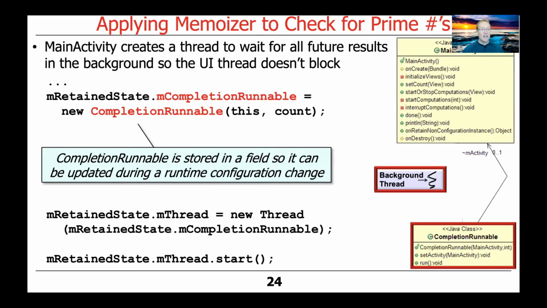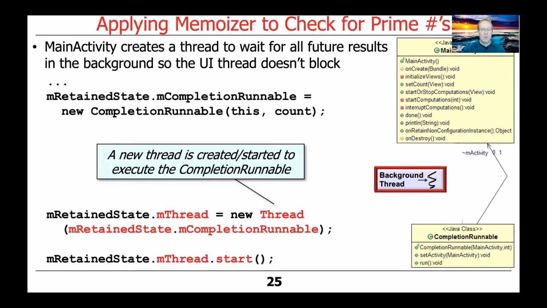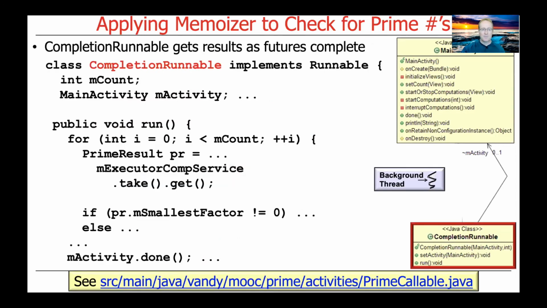We do, however, need another thread, and that thread is going to run in the background and basically wait for completed futures. And this is how it works. We make something called a completion runnable, and we make a new completion runnable. We make a new thread that will use the completion runnable, and then we start that background thread.